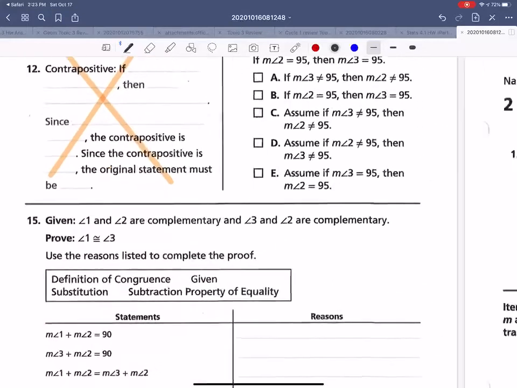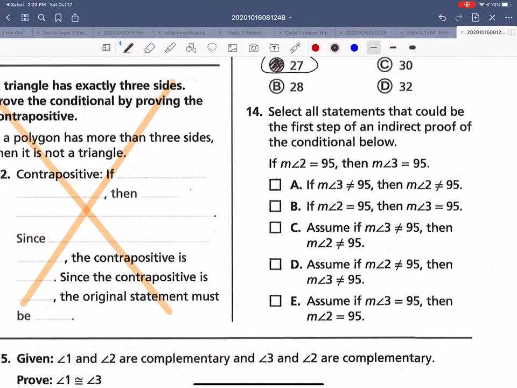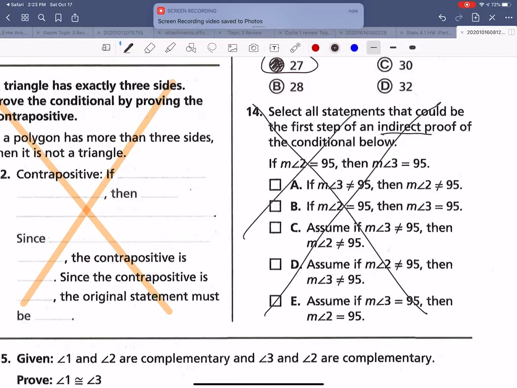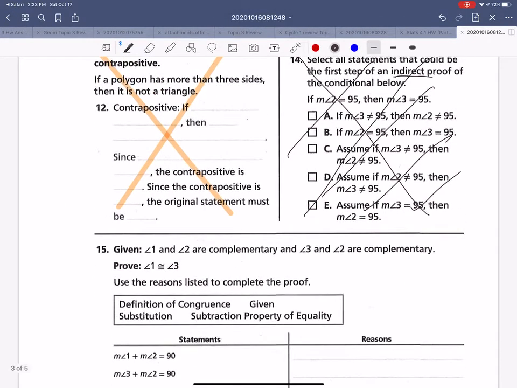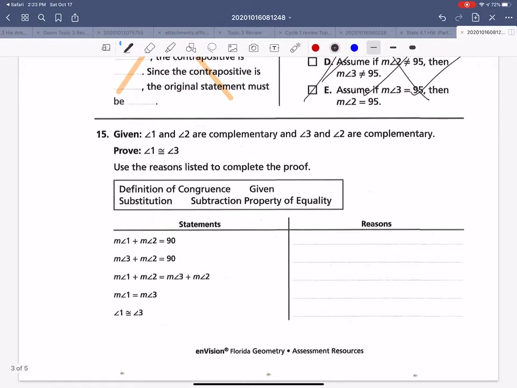All right, so we're finishing up section 1. Let's do it. It says select all the statements that could be the first step of an indirect proof. Okay, indirect proofs we actually skipped. So remember in chapter 2, we actually skipped quite a few sections. So I'm going to skip 14 and go to 15.